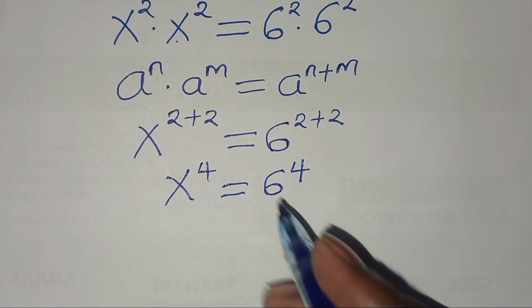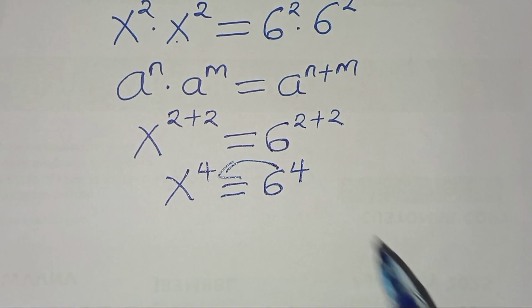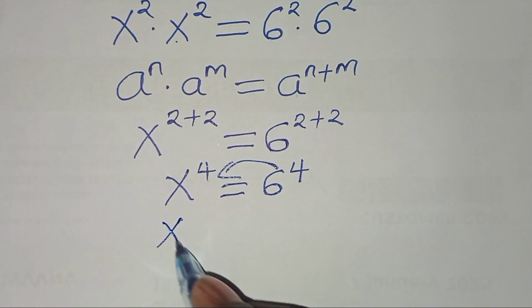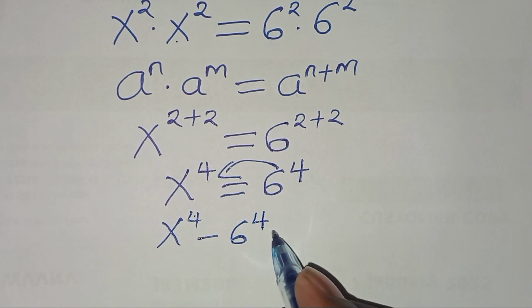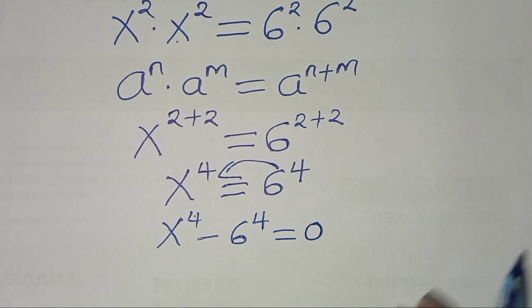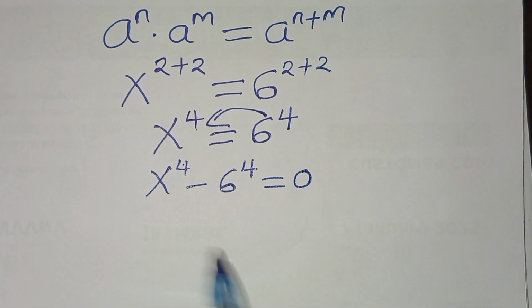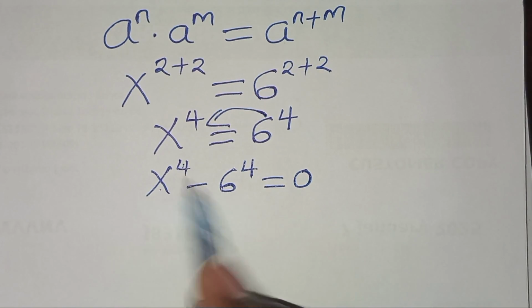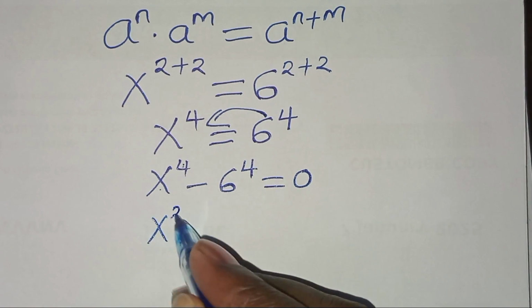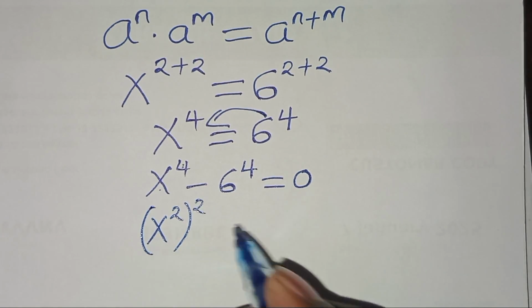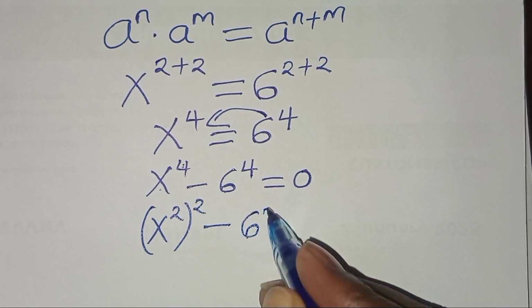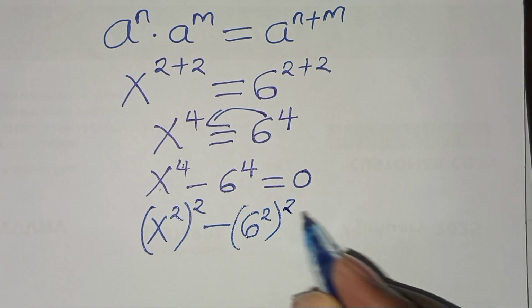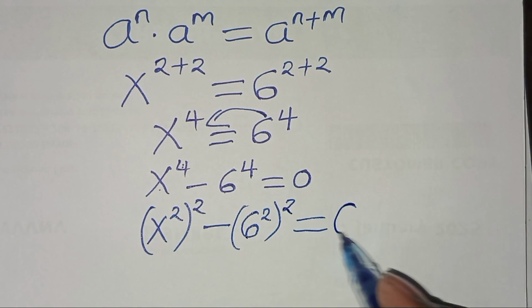The next step here, let's take 6 to power 4 to the left hand side, so that we'll have x to power 4 subtract 6 to power 4, this is equal to 0. Now we can express x to power 4 as x to power 2 squared, subtract 6 to power 4 can be expressed as 6 to power 2 raised to power 2, this is equal to 0.